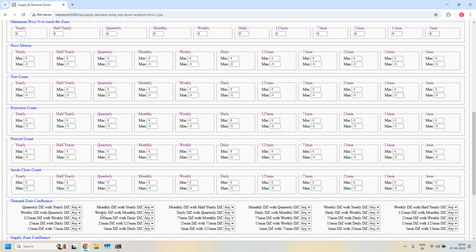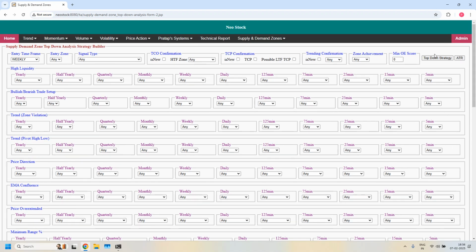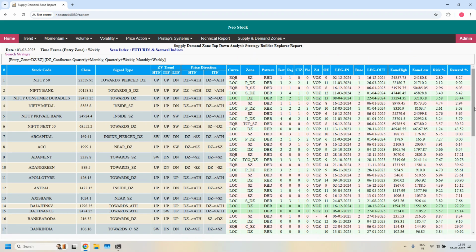First, weekly demand zone having a confluence with monthly demand zone. Weekly demand zone having confluence with quarterly demand zone. And also monthly demand zone having confluence with quarterly demand zone. With all the 3 filters, let us check how many stocks we are going to get. So total we got 41 stocks.